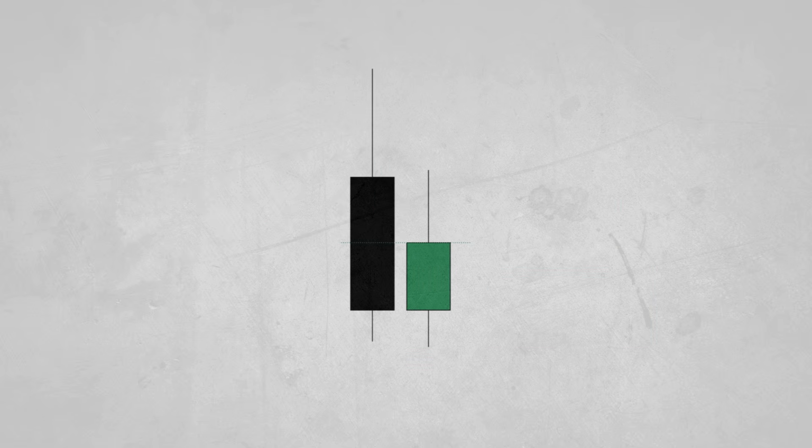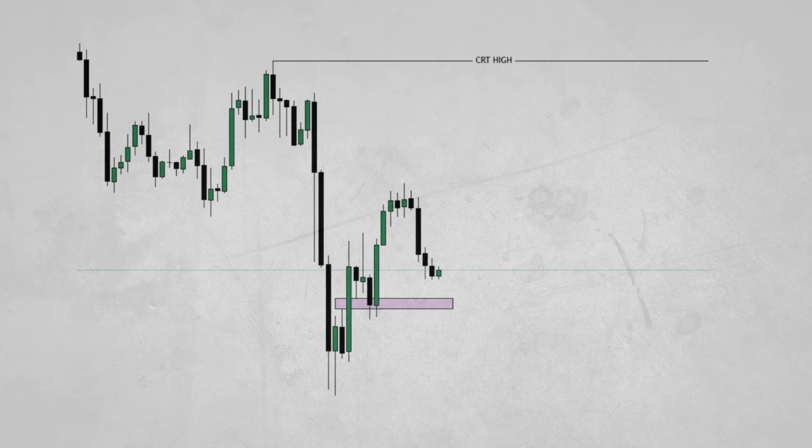Now, for the last example, we can see that price swept the previous candle's low and then closed above it. So our expectation is for price to push toward the CRT high. After identifying this setup, the next step is to move down to the lower time frame to find a reason to enter. Now let's play a quick game.